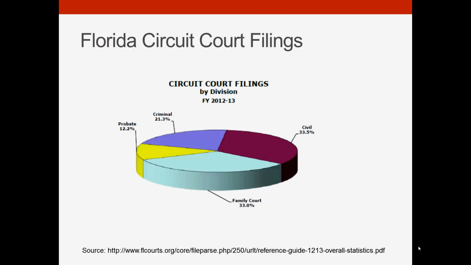Florida Circuit Court filings. Circuit Court filings by division, fiscal year 2012 to 2013. The majority of circuit court filings involve civil cases, 33.5%, and family cases, 33%. Criminal cases comprised 21.3%, while probate cases were 12.2%.